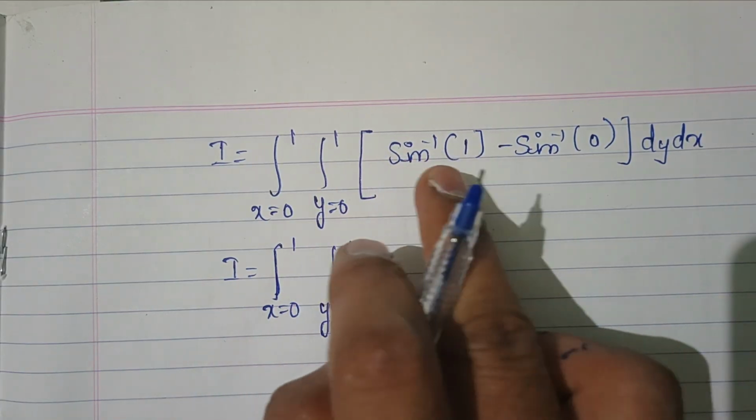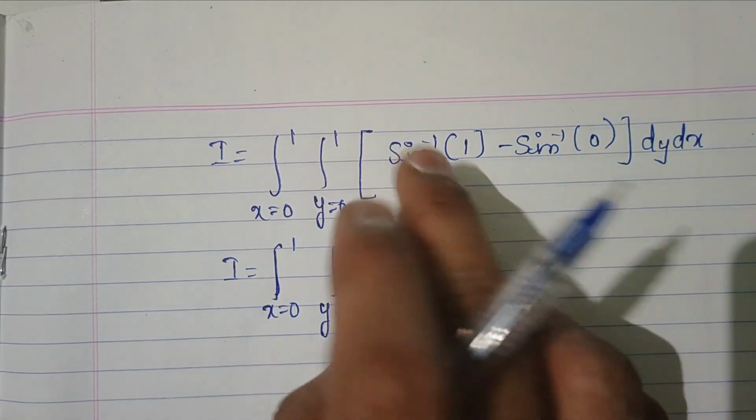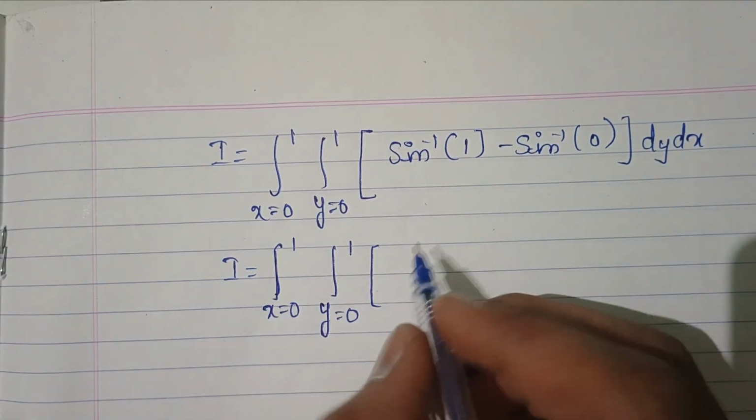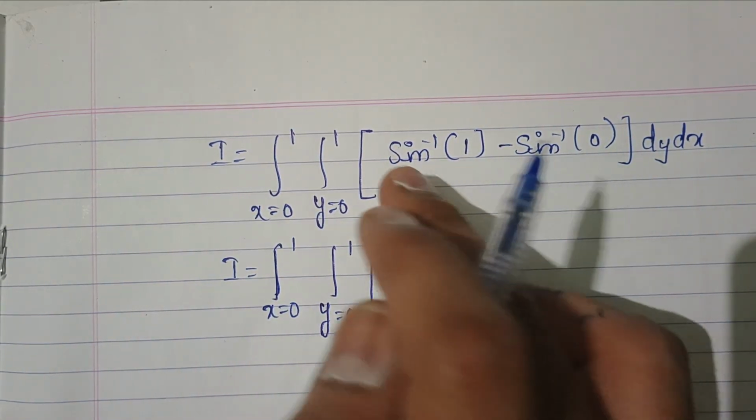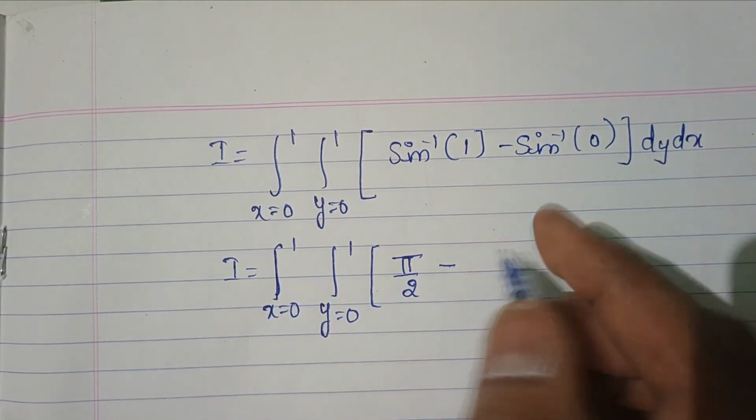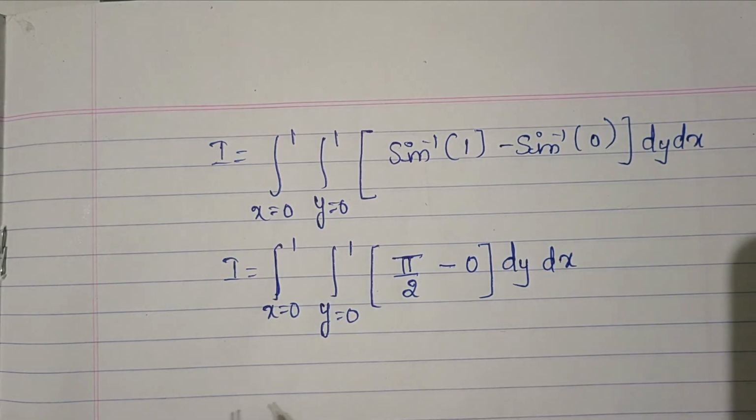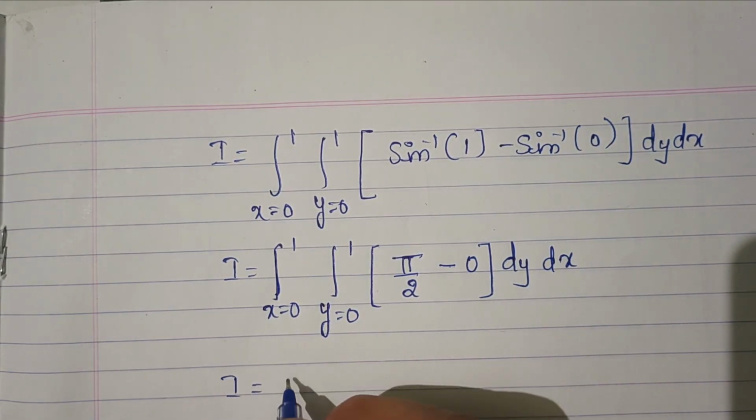So the integration of sine inverse x: sine inverse of 1 is pi by 2, and sine inverse of 0 is 0 only, dy dx. Next, I is equal to the integration of x from 0 to 1.